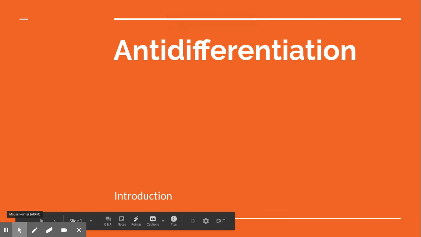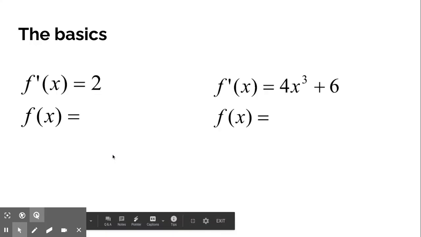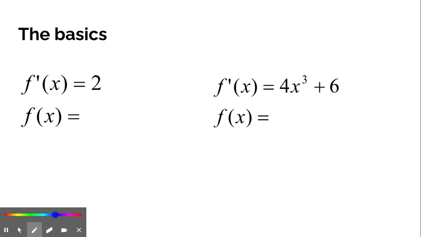All right, so let's take a look at a little bit of anti-differentiation. We've taken the derivative of functions, and let's see if we can go backwards here a little bit. My first function here, I have f prime equals 2, and I'm looking to find f of x. Well, I'm going to ask myself, what do I take the derivative of to get to 2? Well, I know that would be 2x.